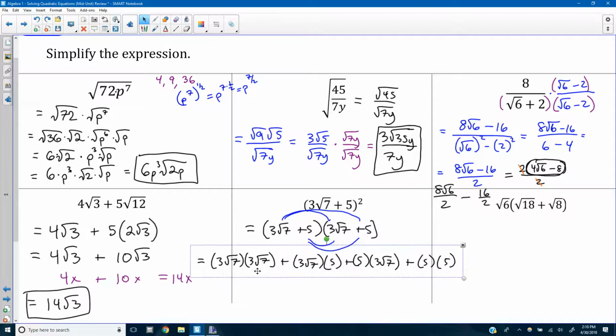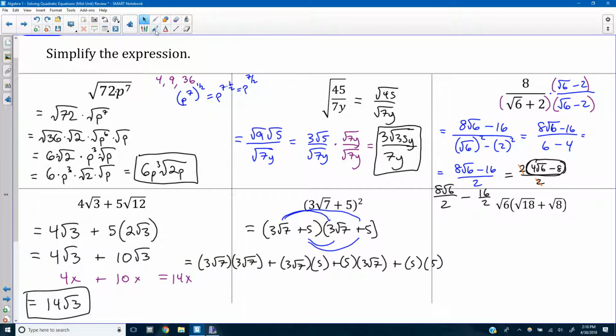Okay, so what does that give us? Well, 3 root 7 times 3 root 7. I'm going to do 3 times 3 because these are both rational values. That's 9. Root 7 times root 7 is actually 7. So I get 9 times 7 there. Kind of nice. This 3 is going to multiply with a 5 because they're both rational values. 3 times 5 is 15. So that gives me 15 root 7. This is the same thing. 5 times 3, I get 15 root 7 there again. It's the same thing added twice. You hopefully recognize this was a perfect square trinomial, so I can show you a different way to write it if you'd like to.